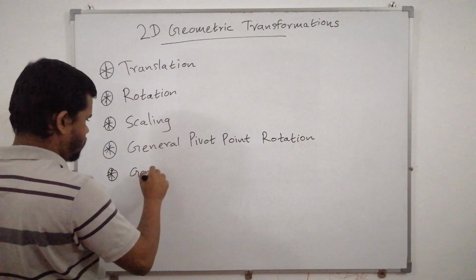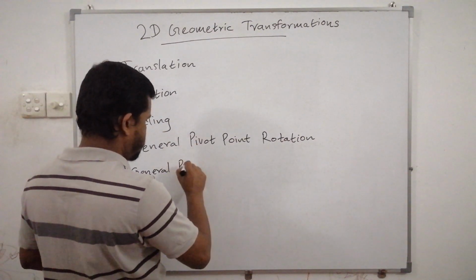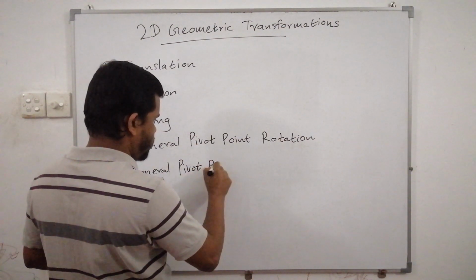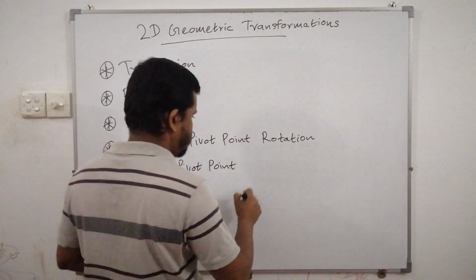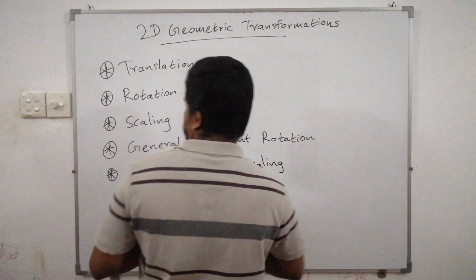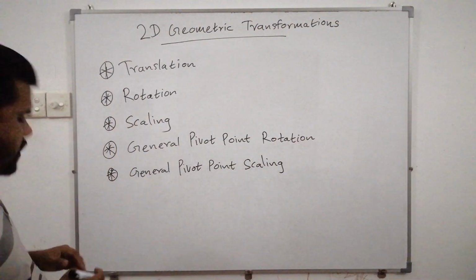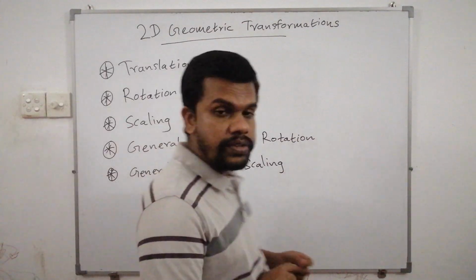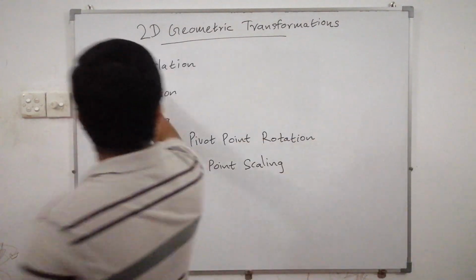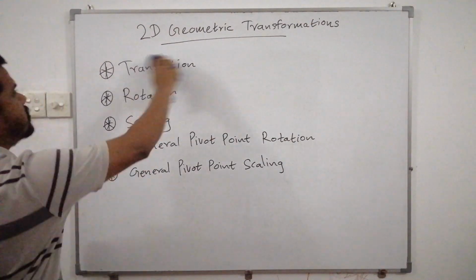Finally, general pivot point scaling. These are the five transformations I'm going to discuss. So now let's look at the first one, translation.